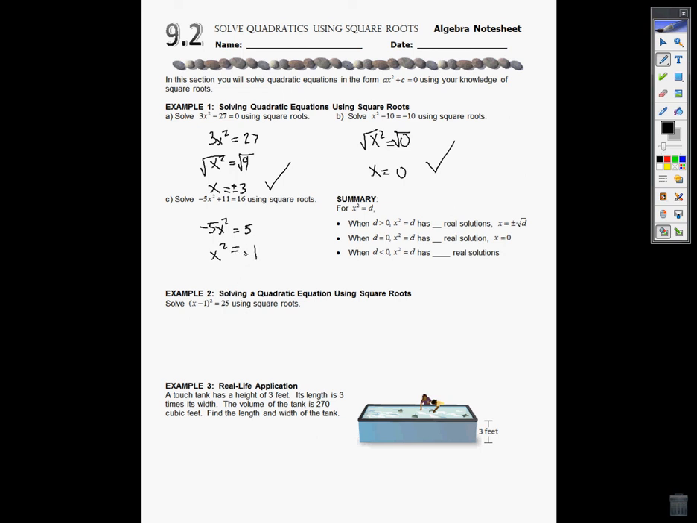Uh-oh. I'm having an issue here, because now I'm going to take the square root, right?